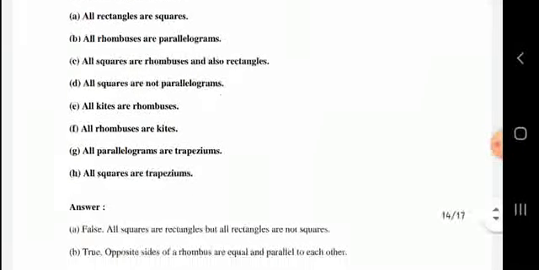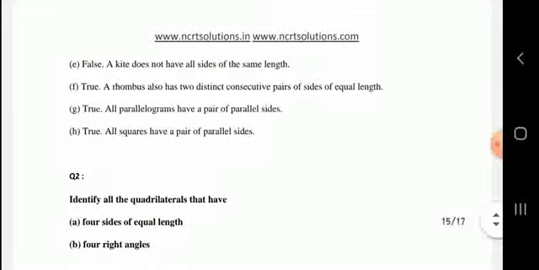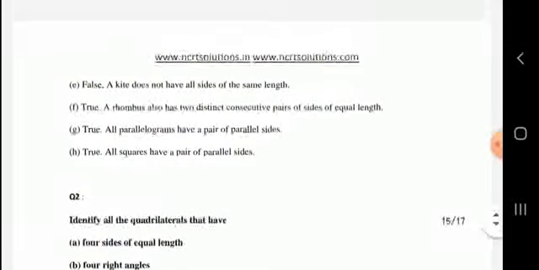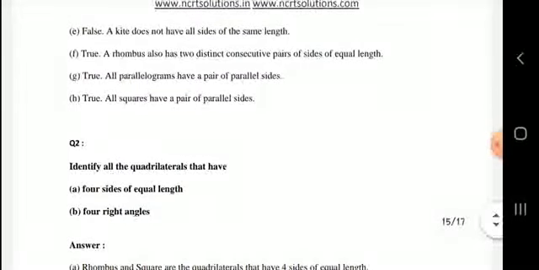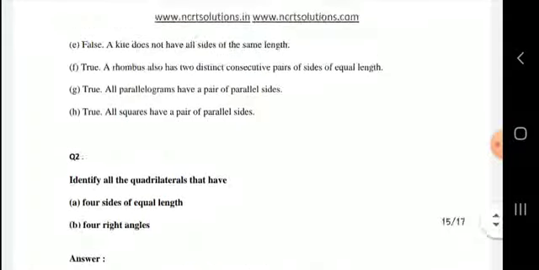And all parallelograms are trapeziums. So it is true. A rhombus also has two distinct pairs of sides. So all rhombuses have a pair of parallel sides. Next, all squares are trapeziums. So it is also true. All squares have a pair of parallel sides.